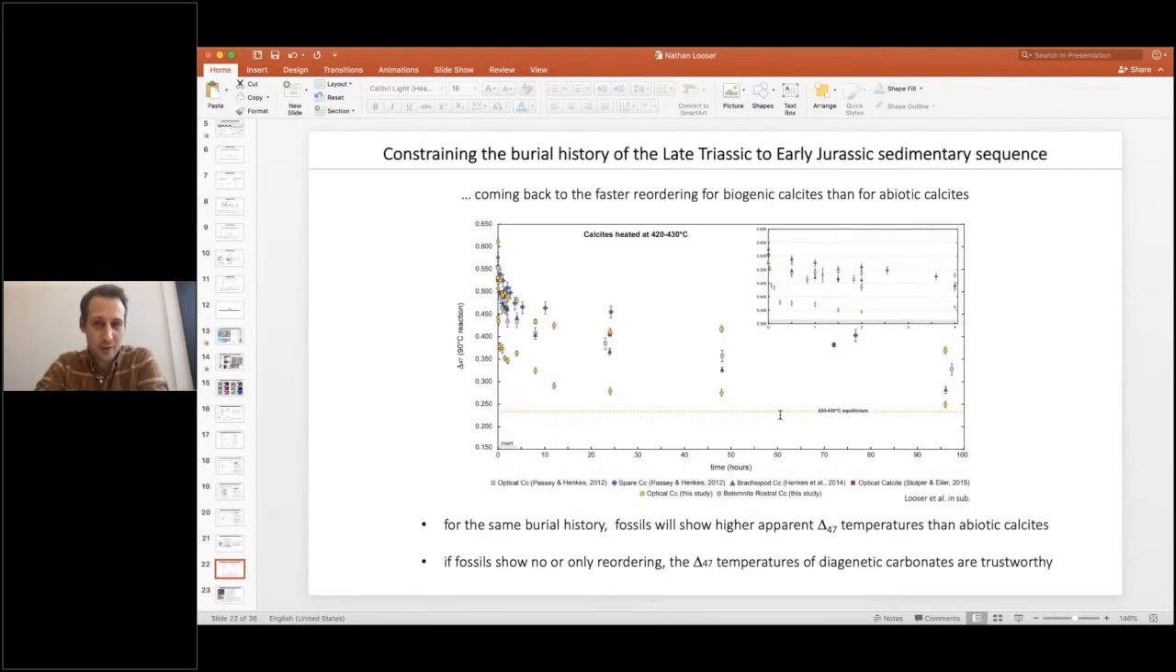Okay, at that point, I want to come back to what I stated previously, that biogenic calcite shows faster solid-state reordering compared to abiotic calcite.